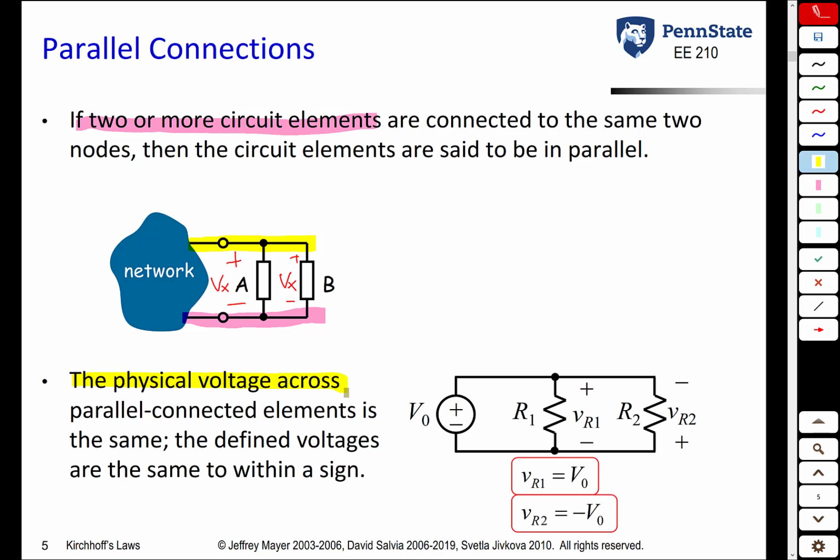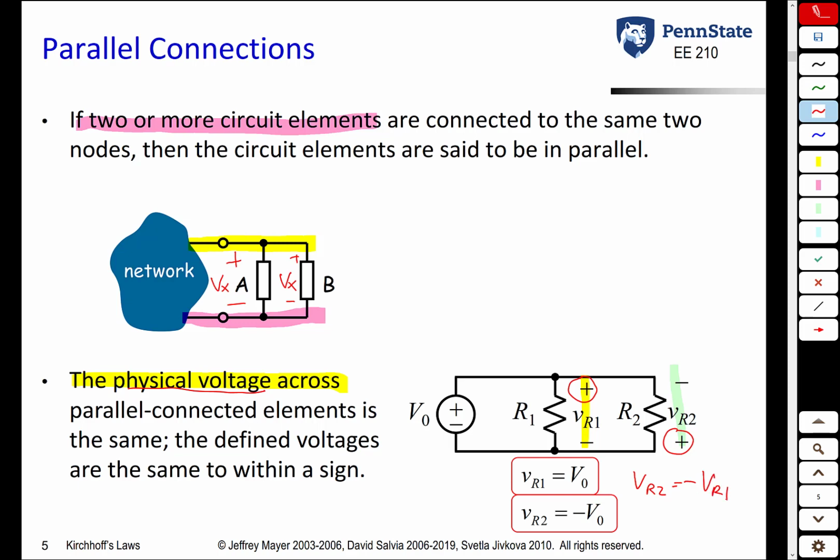For example, in this example down below here, component R1 has a voltage across it VR1, where the plus terminal is defined as the plus one. R2 is in parallel with R1, and we define a variable VR2 across R2, but we arbitrarily put the plus down on the bottom. So although R1 and R2 share the same physical voltage, their voltage variables, VR1 and VR2, are opposite. Specifically, VR2 is equal to minus VR1.